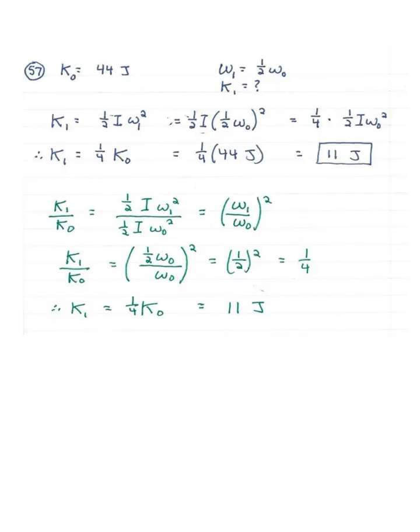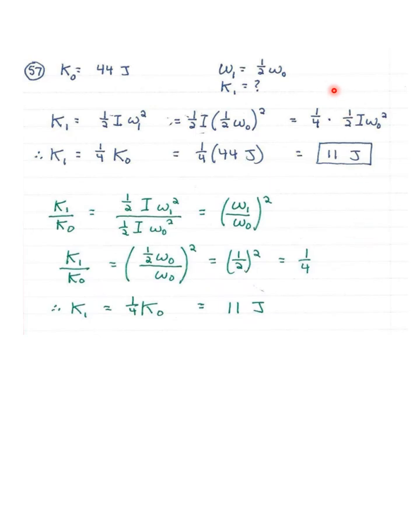Number 57. The circular blade of a power saw has kinetic energy 44 joules. Its rotation rate drops to half. What is the new kinetic energy? I've solved this two different ways. You can see my blue ink and my green ink. Let's look at the way I've done it for blue ink first.